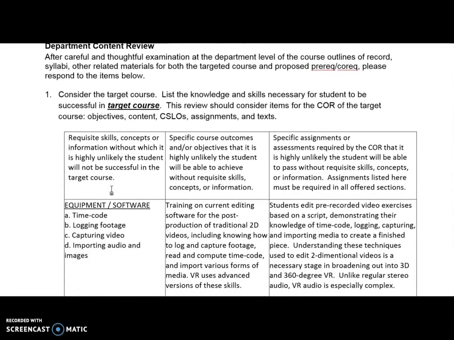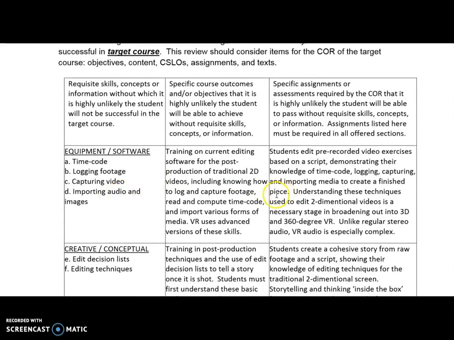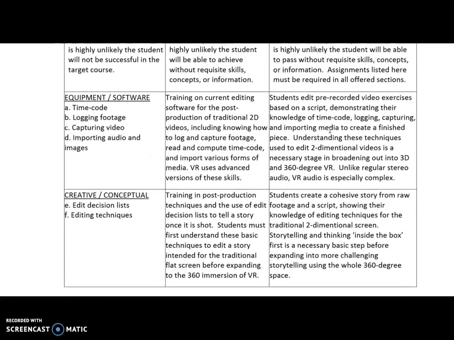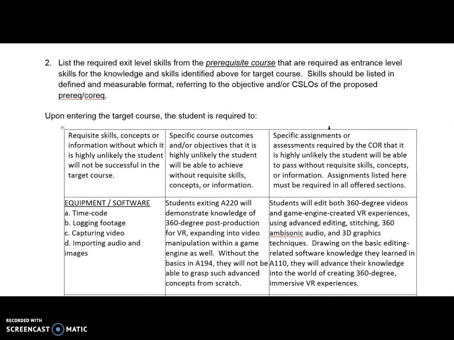Next, you'll need to go to the content review itself. This is a two-step process, and first you'll identify the required skills for the target or primary course. So here in the matrix, we ask for the required skills and concepts, we ask for specific outcomes or objectives, and assignments. In terms of assignments, these need to be assignments that are offered by all sections of the course, not instructor-specific assignments. Complete the grid, and once that's done, you can scroll down to the prerequisite course grid.